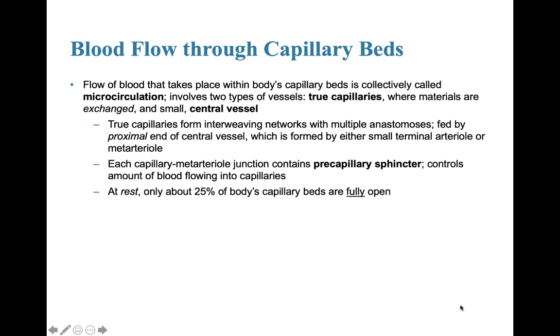The flow of blood that takes place within the body's capillary beds is collectively referred to as microcirculation. This involves two types of vessels: true capillaries, where the materials are exchanged, and a small central vessel. True capillaries form interweaving networks with multiple anastomoses, fed by a proximal end of the central vessel, which is formed by either a small terminal arteriole or metarteriole.